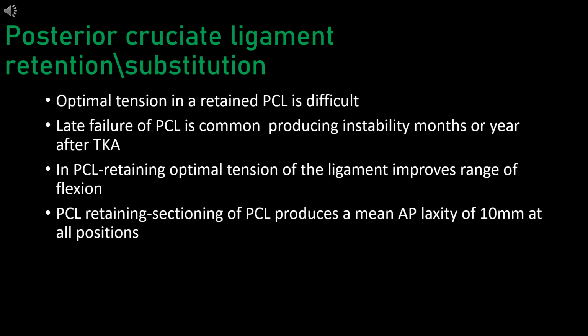Optimal tension in a retained PCL is difficult. Late failure of the PCL is common, producing instability months or years after total knee replacement. In PCL retention, optimal tension of the ligament improves the range of flexion. PCL retaining or sectioning of the PCL produces a mean AP laxity of 10 mm at all positions.